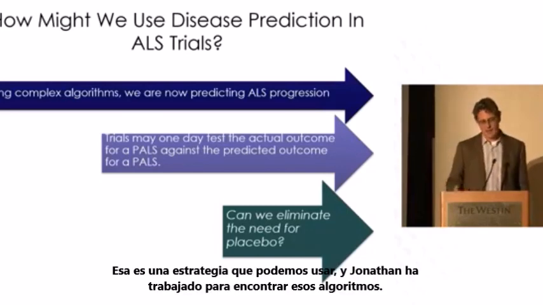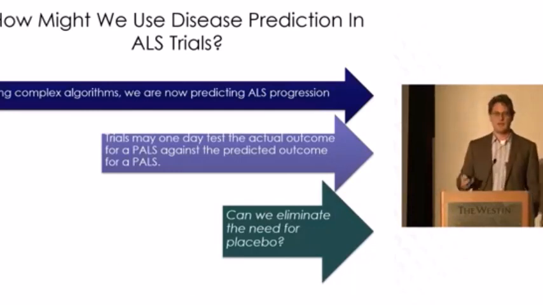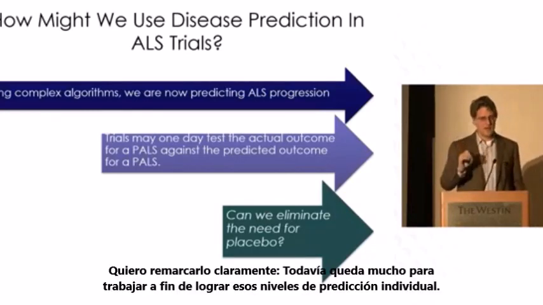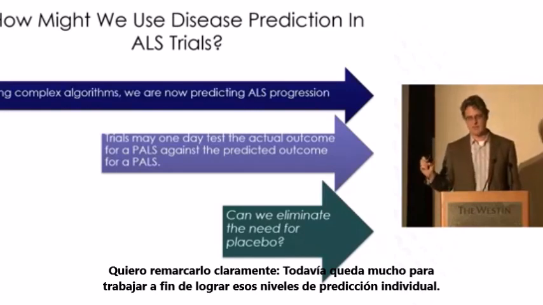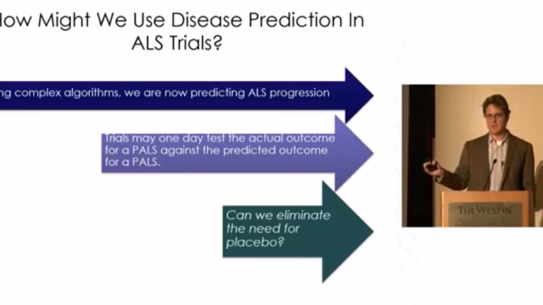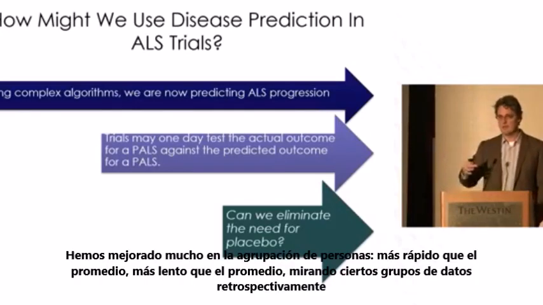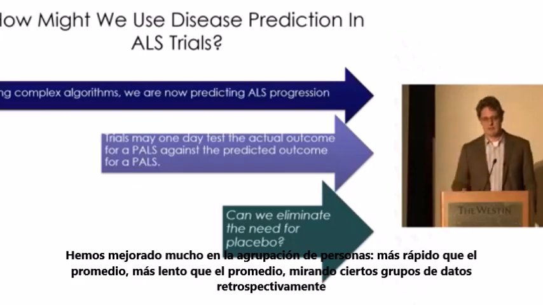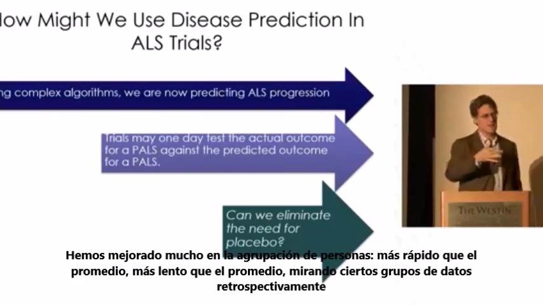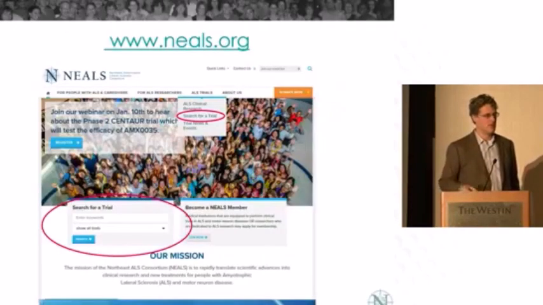Okay? And so I think that's a real, and Jonathan's been involved in trying to refine these algorithms. But I need to underline this very clearly. There is still a lot of work to be done to get to individual level predictions. We're getting pretty good at binning people, faster than average, slower than average, if we look in certain data sets retrospectively. But we're trying to bring this sort of forward into fruition.